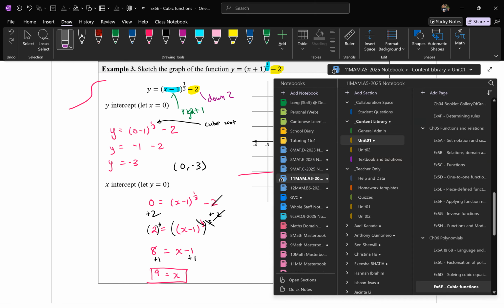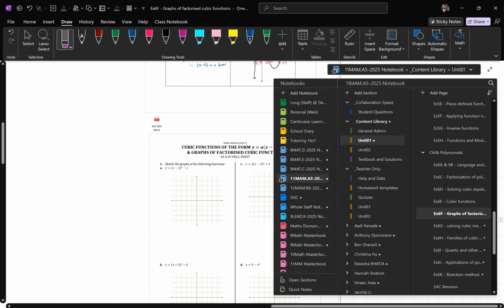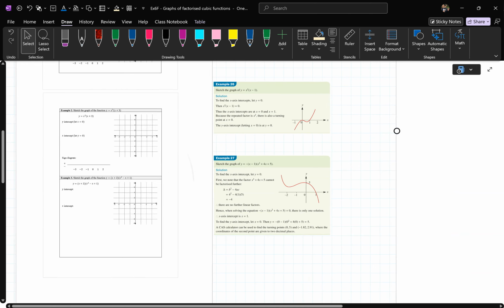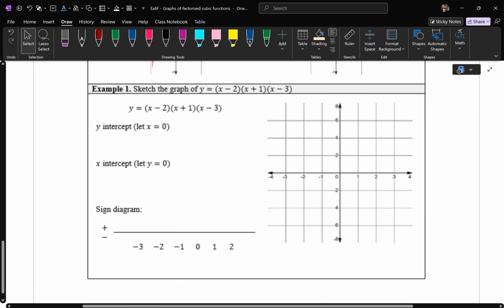All right, 6F, we go. Did I do some of the examples with you? Let's see. How many examples? Oh, I haven't. All right, cool. Let's fill these ones in.